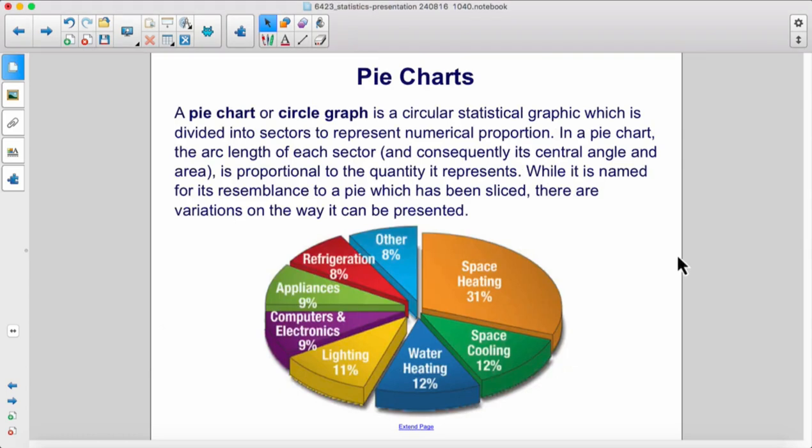A pie chart or circle graph is a circular statistical graphic which is divided into sectors to represent numerical proportion. In a pie chart, the arc length of each sector, and consequently its central angle and area, is proportional to the quantity it represents. While it is named for its resemblance to a pie which has been sliced, there are variations on the way it can be presented.